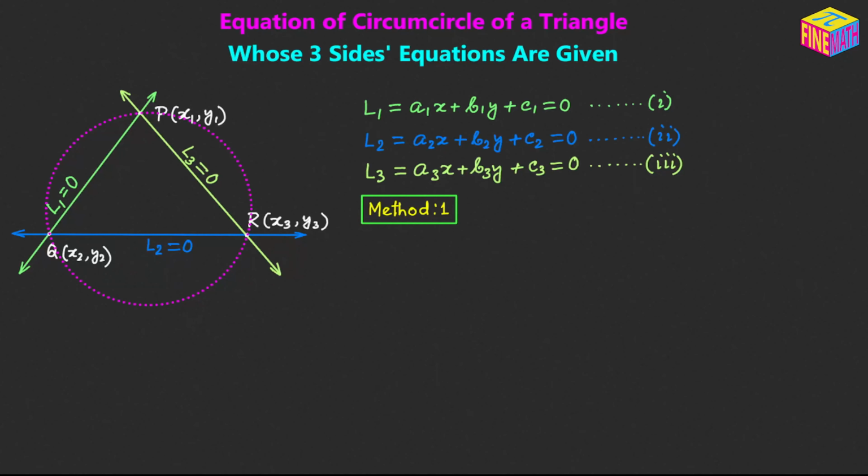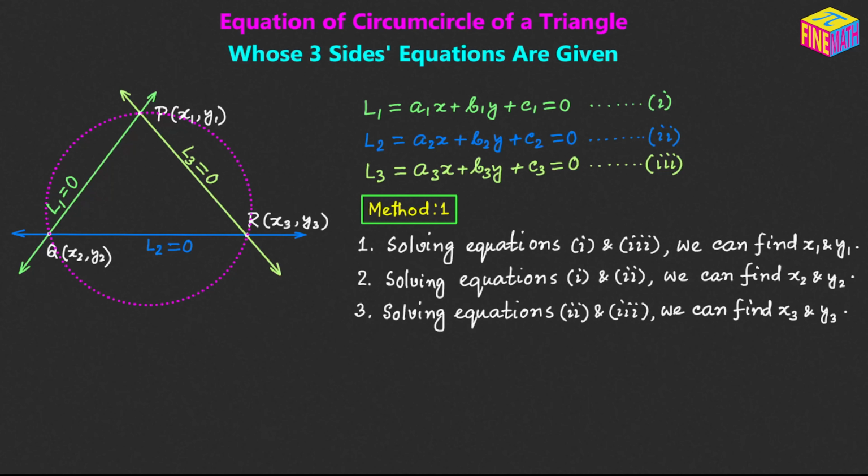Let's suppose the vertices are P, Q and R, and let's suppose their coordinates are x sub 1, y sub 1, that's for P, and then x sub 2, y sub 2, that's for Q, and x sub 3, y sub 3, that's for R. Now how can we find the coordinates of P, Q and R? Well, we can simply solve the 3 given equations, and by solving each pair, we can find out the coordinates of P, Q and R.